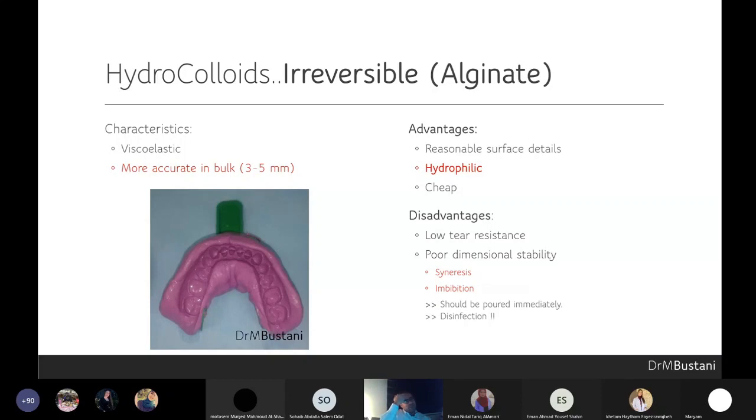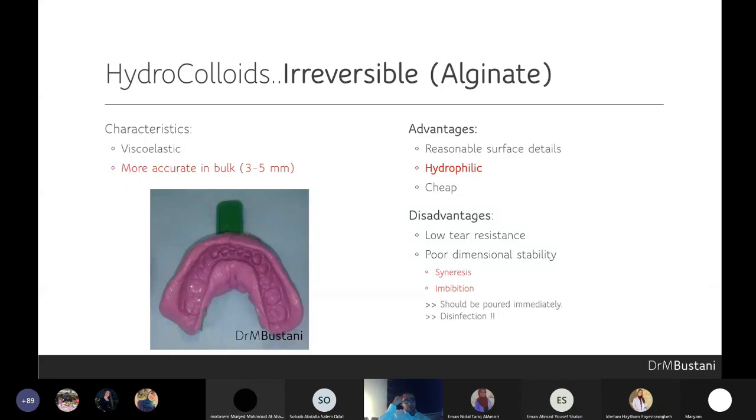As said, imbibition is the gaining of water. Usually we disinfect our impressions after taking them out of the mouth by immersing them in a chemical disinfectant. In alginate, we need to be extra careful when we do this step. Usually it's sprayed with the disinfectant and then wrapped with a damp towel or damp piece of cloth until the disinfectant time is over, usually about 10 minutes. Then we take it out, rinse it again, and store it in a bag in a damp towel or a piece of tissue. Then we transfer it to the lab.